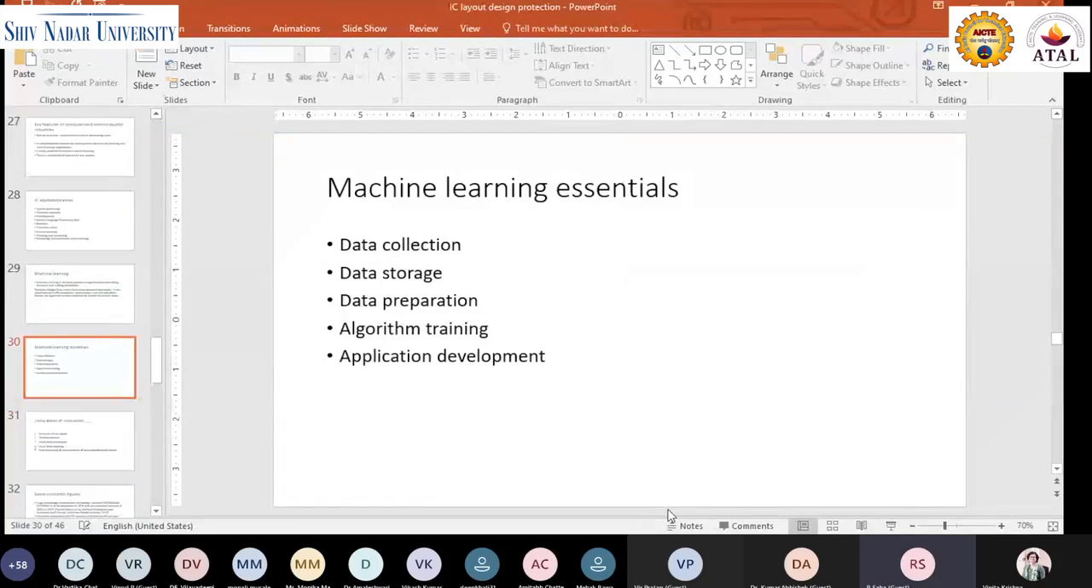Machine learning essentials. All people who are working in this area are dealing with big data. It deals with data collection, data storage, data preparation, algorithm training, and application development. And if you convert these things into IP platforms, everywhere you will have scope of protecting it through intellectual property rights, except, you can say, data collection.